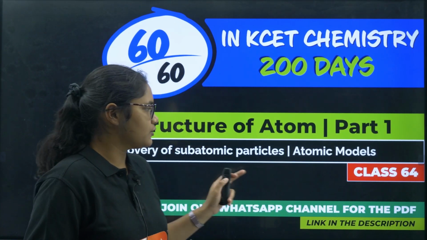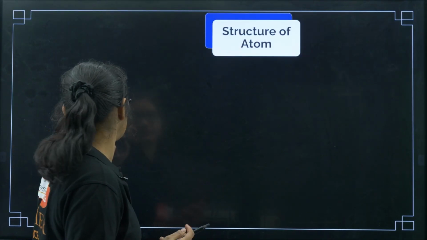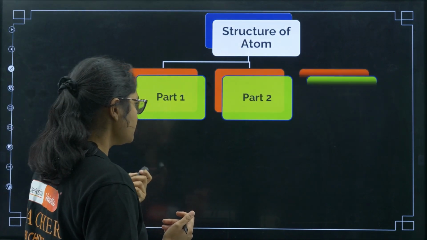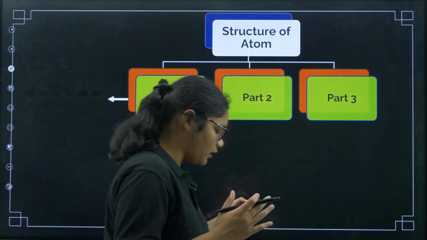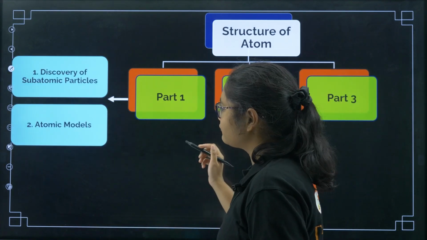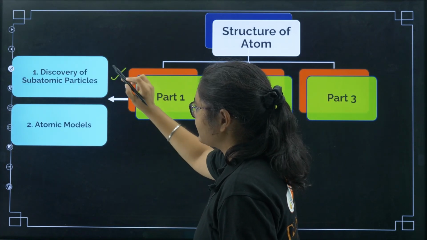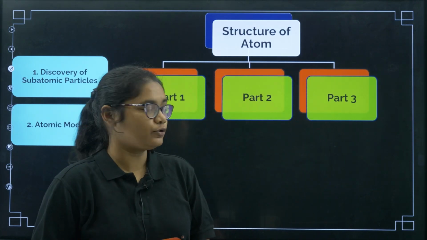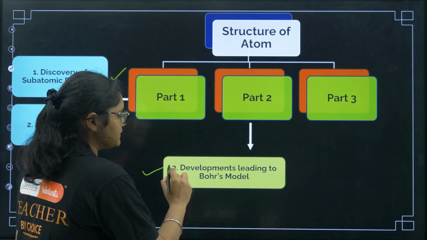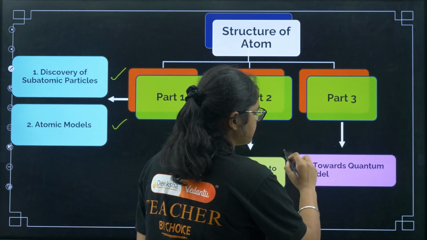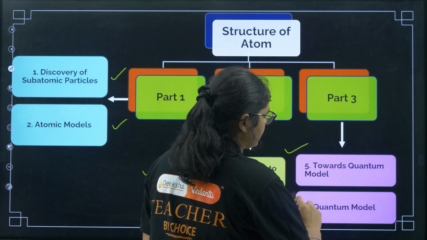Okay, so without any further delay, let's get started. Here is how to complete this chapter. We are going to divide it into three parts. In today's class, that is in part 1, we will be covering discovery of subatomic particles and atomic models. In part 2 we will be covering developments leading to Bohr's model and Bohr's model, and the next one we will be discussing is the quantum mechanical model.